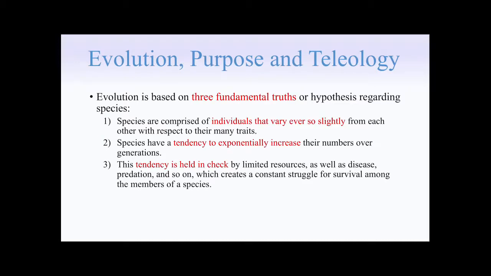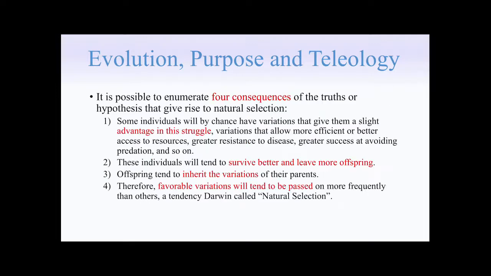Evolution is based on three fundamental truths or hypotheses regarding species. Species are comprised of individuals that vary ever so slightly from each other with respect to their many traits. Species have a tendency to exponentially increase their numbers over generations. This tendency is held in check by limited resources as well as disease, predation, and so on, which creates a constant struggle for survival among the members of a species.